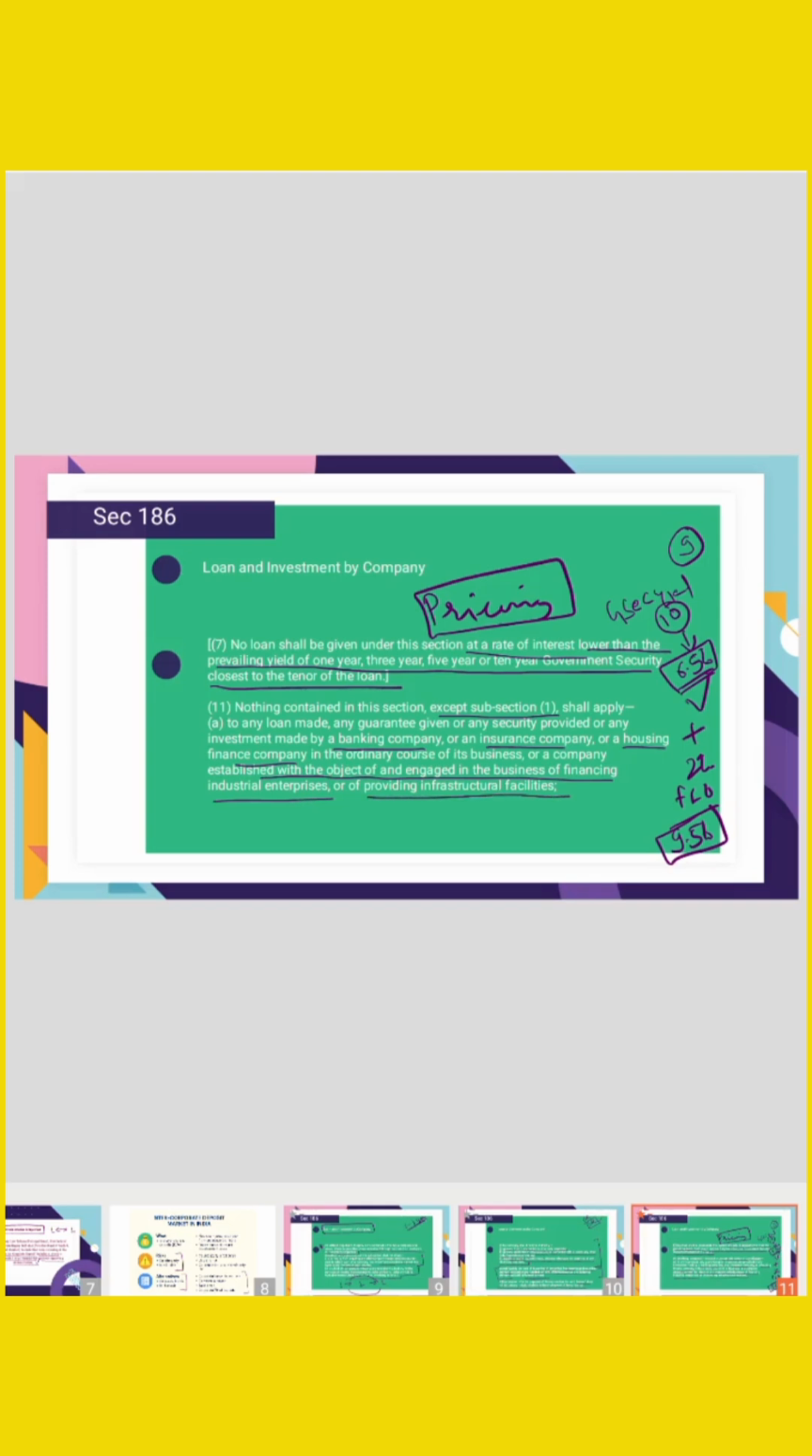Means the provisions of this section shall not be applicable to these HFCs or banking companies or insurance companies, except that subsection 1 means that layer investments. So let's discuss what is an investment company and what we consider by that two-layer investment thing.